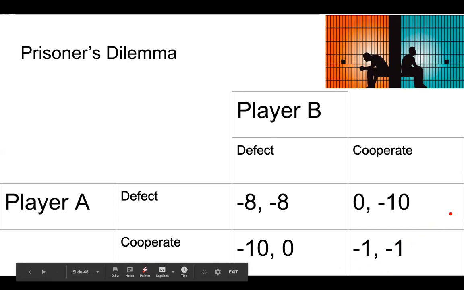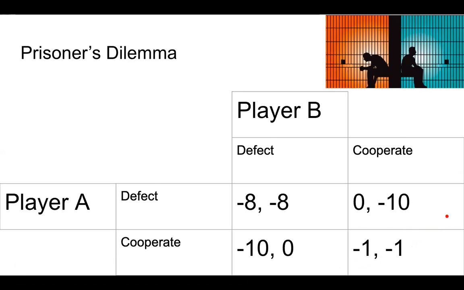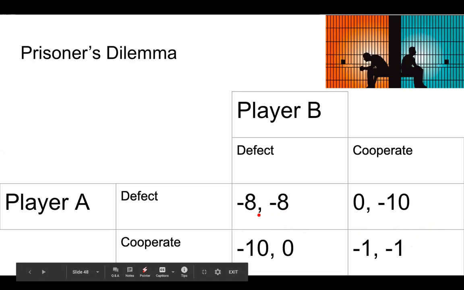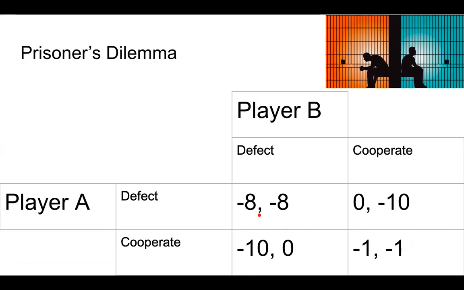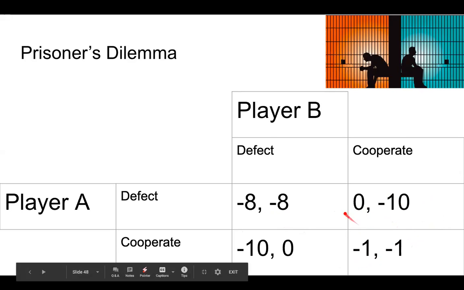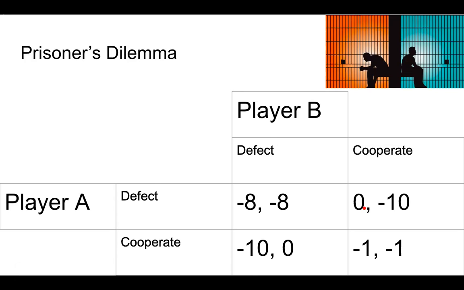If both rat the other person out, they both say the other guy did it, so they both go to jail for a long time. But if one person rats the other out while the other stays silent, then the person who stays silent gets a massive 10 years while the other person goes completely free. This seems counterintuitive, a bit weird.